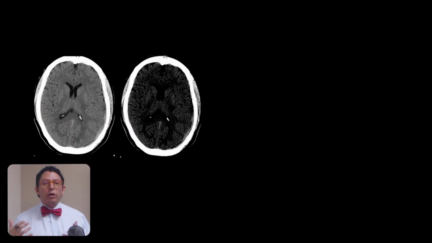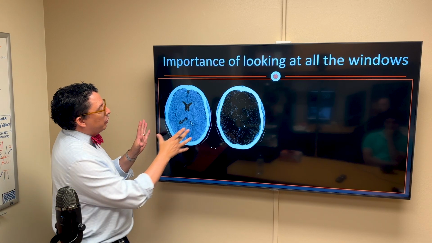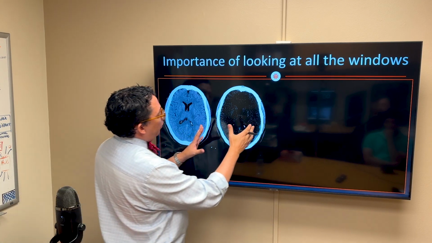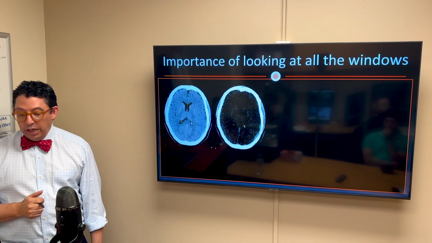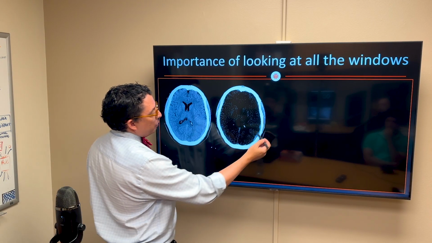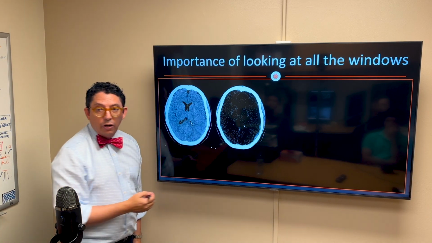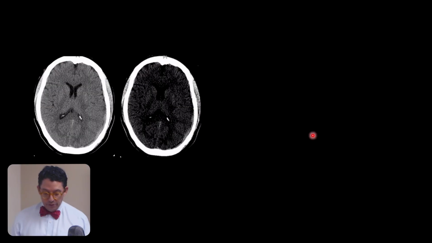Why should we always look at all the windows? So this is a nice case to give you that example. Here we have the soft tissue window, and here you have the blood window. What you are seeing there is that there is possibly a lesion in the convexity on the left side. You can see it right there. This could be blood. We said it was dense, or it could be something else. But how can you know?